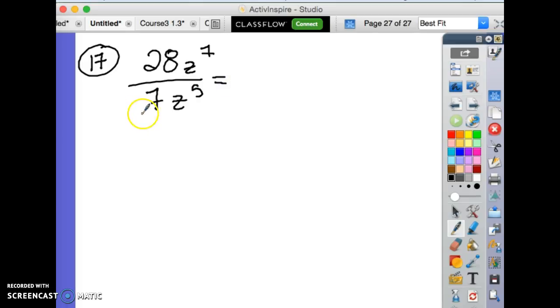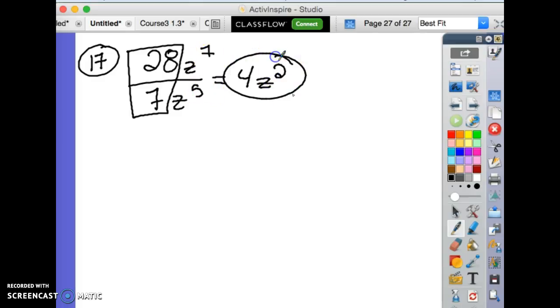Breaking it into the 2 parts again. 28 divided by 7 is 4. Z to the 7th divided by z to the 5th. My base is z. 7 minus 5 is 2. If you need to rewind this, go through it again, just because that was kind of fast. Feel free to do that. Do what works for you, and then do the practice on your own.